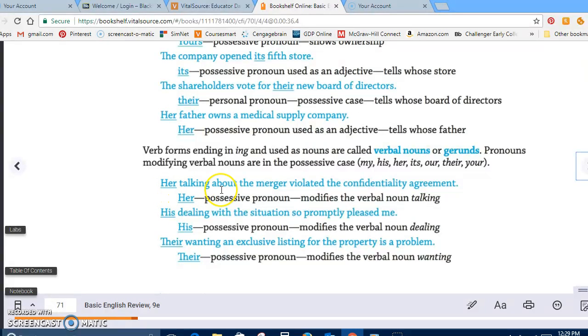So, her talking about the merger violated the confidentiality agreement. You'll see talking is the verb, and her is the pronoun that modifies it. That will tell you that it is a possessive pronoun. His dealing with the situation so promptly, please, is the second example. Dealing is your verb that ends in an ing, that's your gerund, and his is the pronoun that modifies it, that shows possession. So that makes it your possessive pronoun.